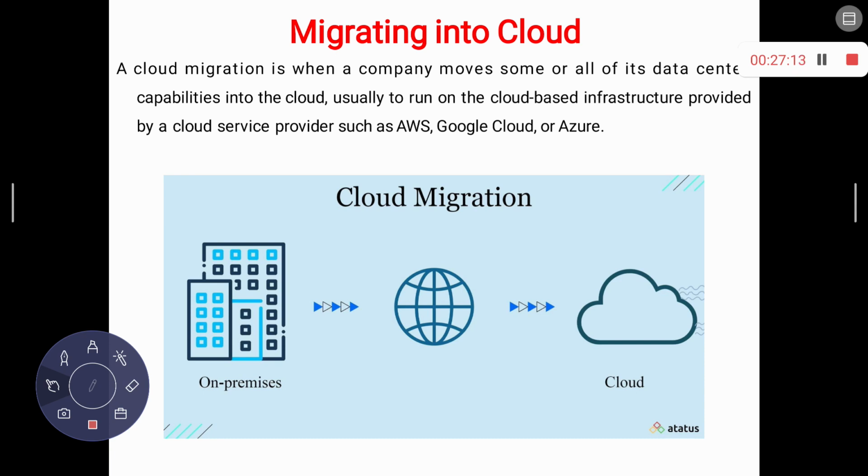Now, migrating into cloud. What do they call it? Migrating means, if I discuss a local machine or data, we don't migrate just any data; we migrate our internet applications and data to cloud data. Cloud migration is where a company moves all of its data capabilities into the cloud, usually to run on cloud-based infrastructure provided by cloud service providers such as AWS, Google, or Azure.